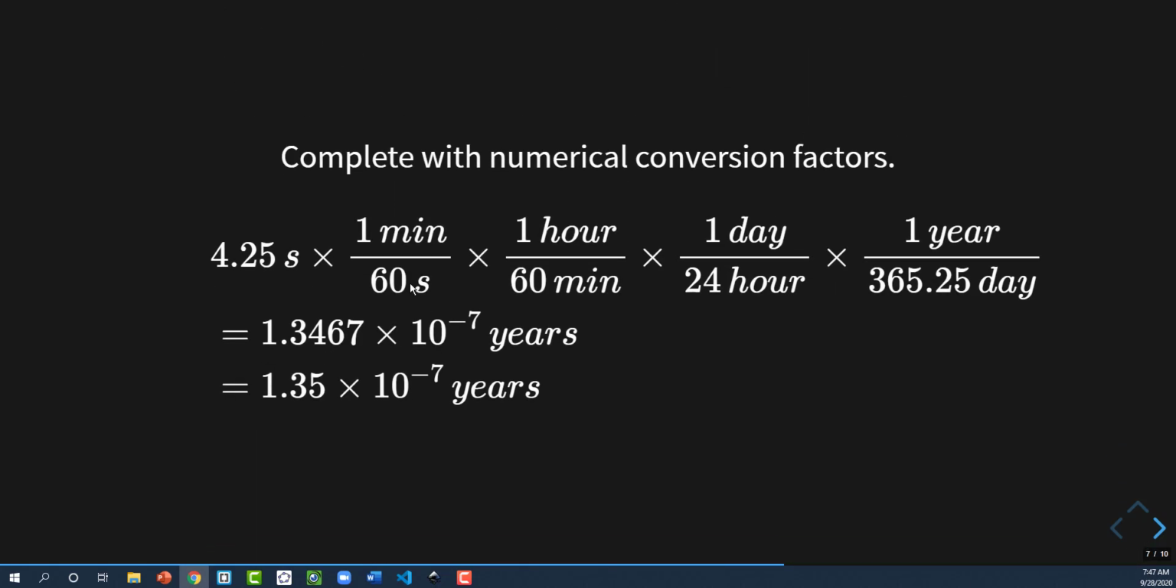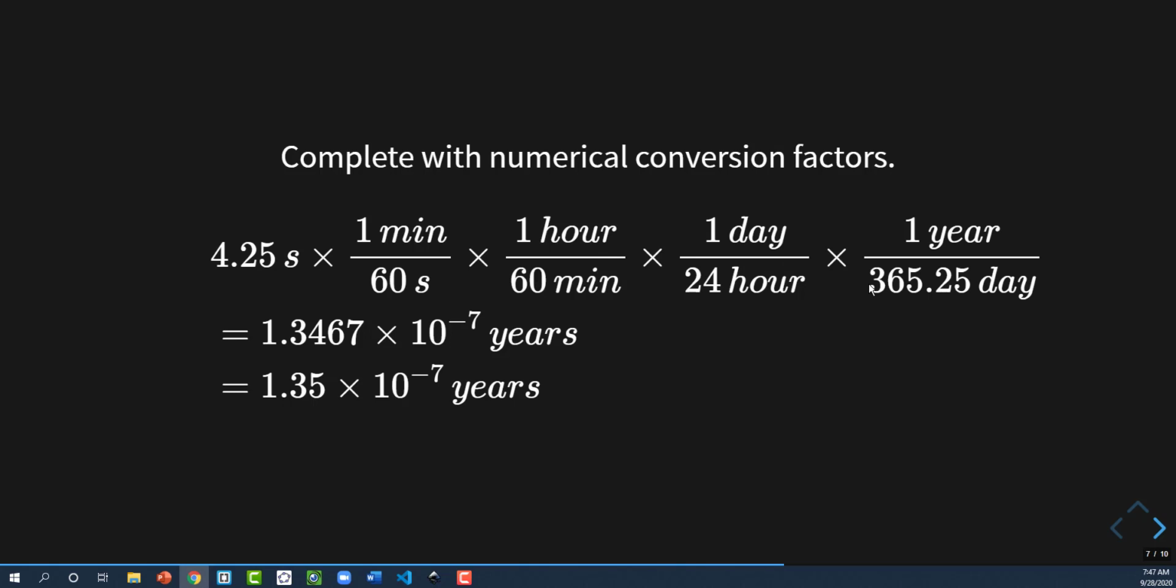There is a minute for every 60 seconds. Don't make the mistake of saying there's 60 minutes in a second. That, of course, would be wrong. An hour has 60 minutes, etc. A day has 24 hours. So this 4.25 is going to be divided by 60, then divided again by 60, then divided again by 24, and divided again by 365 and a quarter.